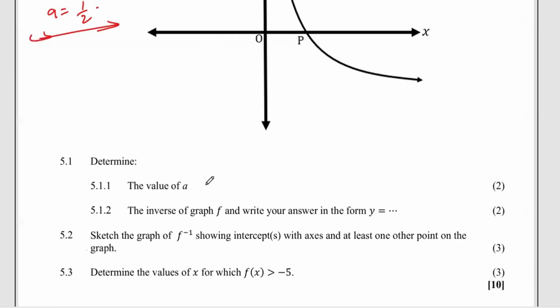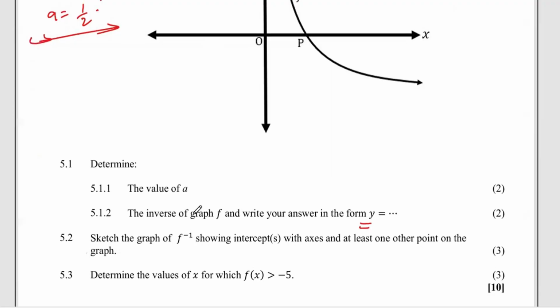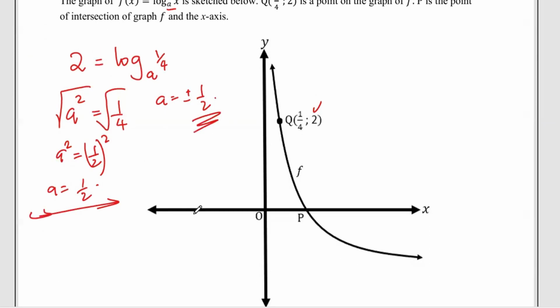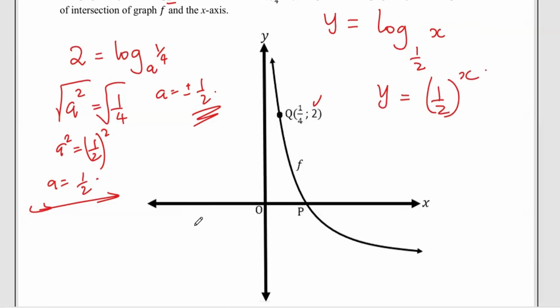Then can we determine the inverse? And we must write our answer in that form. Now, if in any case our y is the log base a half of x, remember, for us to write the opposite of this, we just switch it around and say that y is going to be a half to the exponent of x. And there we go.